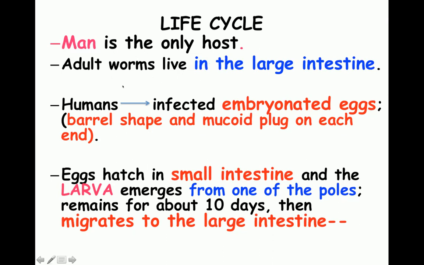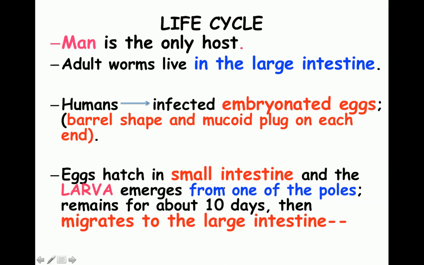So as I said, man is the only host. Adult worms are present in the large intestines. Humans get infected by the embryonated eggs, and the special structure of the eggs is that they are barrel shaped with a mucus plug at both the ends. The eggs are hatched in the small intestines. The larva comes out from one of the poles.